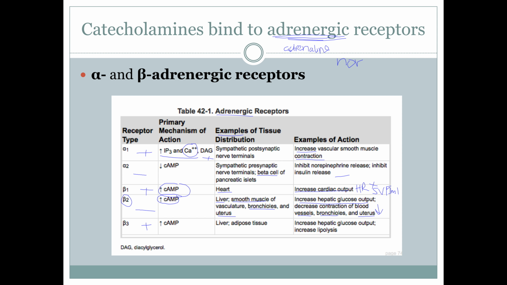Beta 2 receptors can be targeted with a drug that's now not legal in the United States, but it's used in other countries. It's called ritodrine, and it's used to inhibit premature labor and contractions.